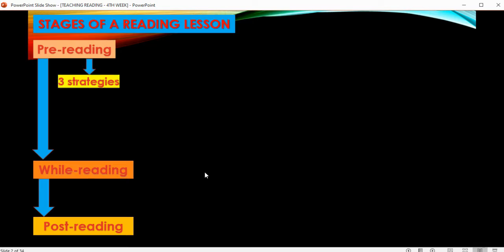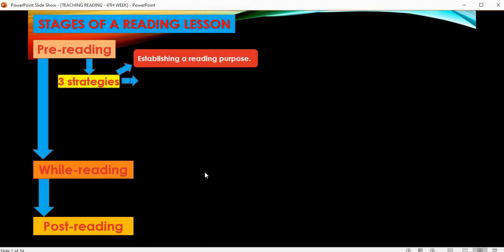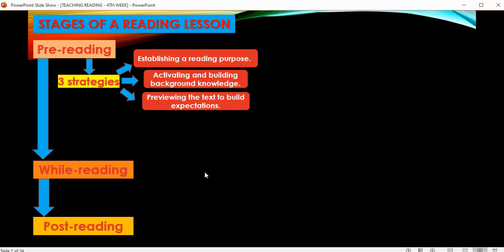Remember that we have three strategies in order to develop this stage. The three strategies, as you can see here, the first one is establishing a reading purpose. So we have to identify why we are going to read, why our students are going to read a text. Then we have to activate and build the background knowledge, the schemata. And finally, we have to preview the text to build expectations.